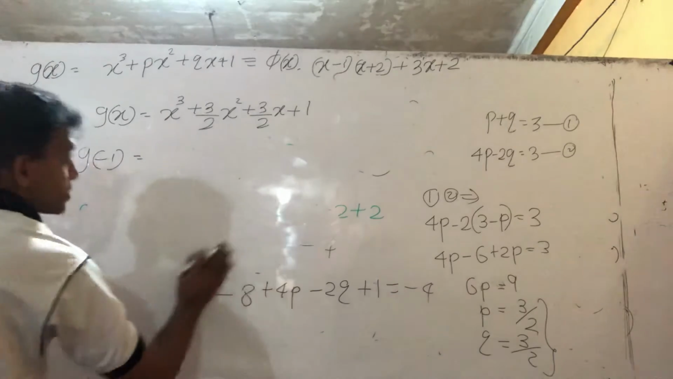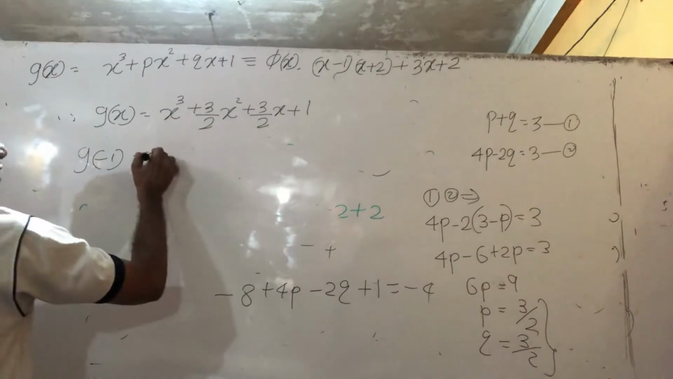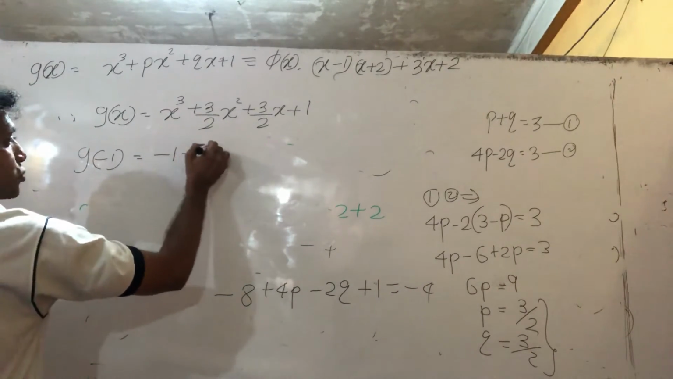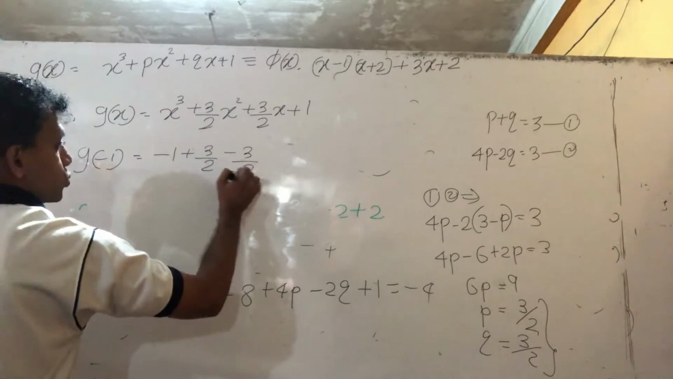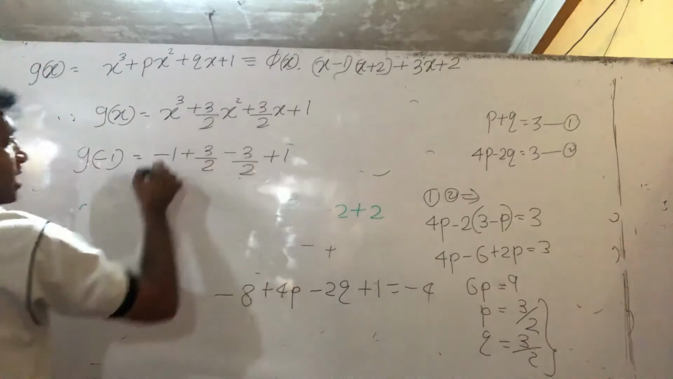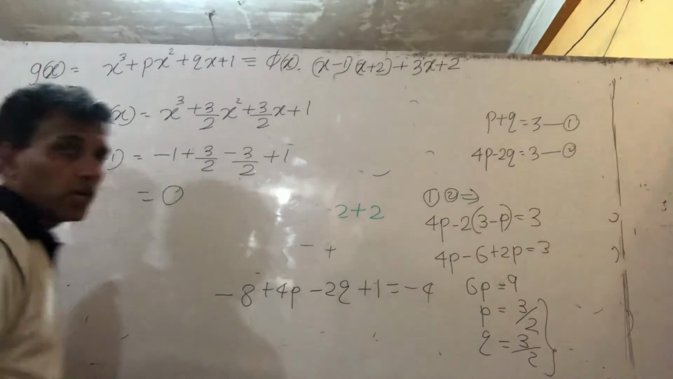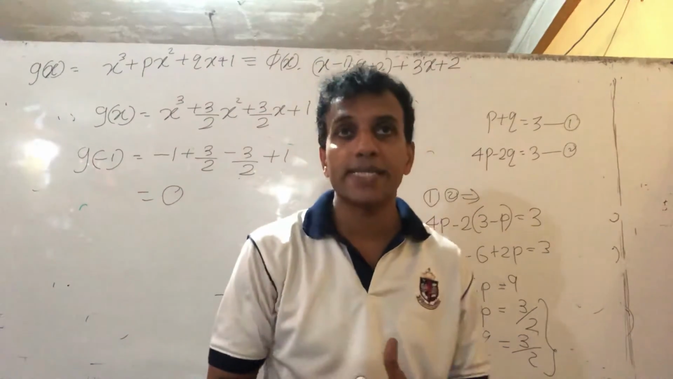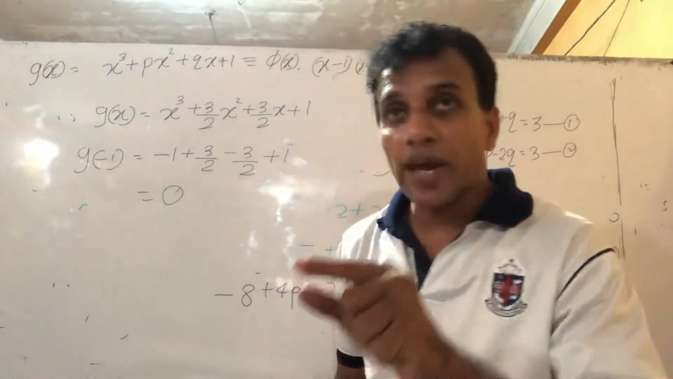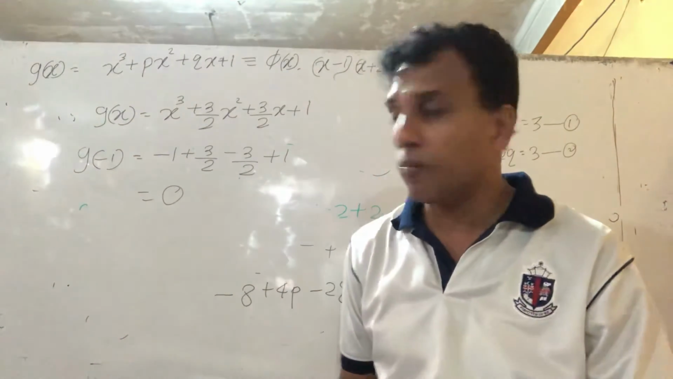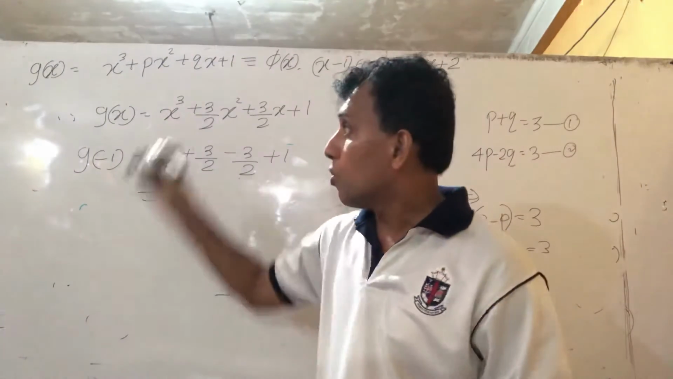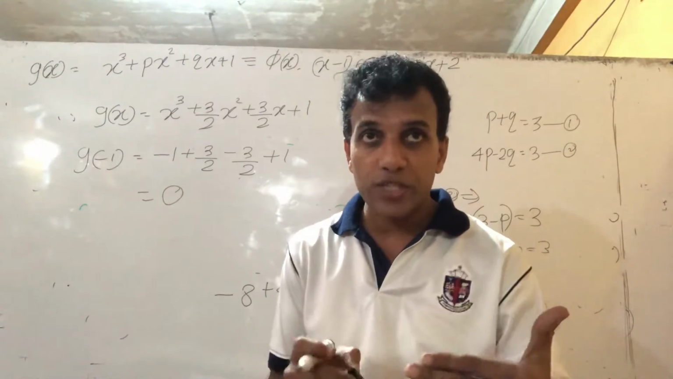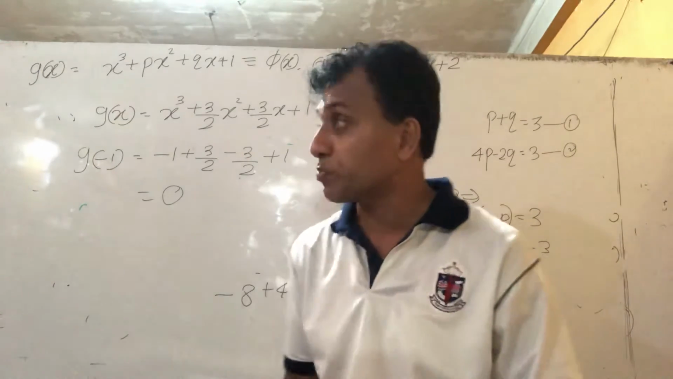Check that. Here minus 1. Here 3 over 2. Here minus 3 over 2. Yes, see the answer, 0. g of minus 1 is 0. Therefore, write a word: by the factor theorem, x plus 1 is a factor of g(x). Well balanced question. Always practice, juniors practice this.